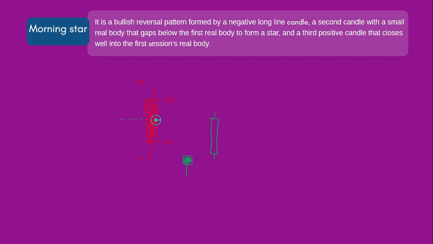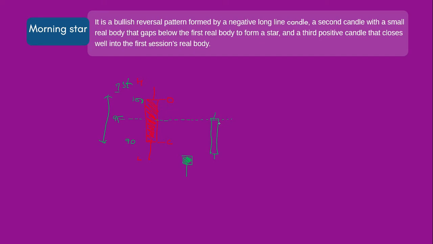So let us say this is the body of the first candle. Now at least it should close above the half of the first candle. Let us say open was at 100 rupees, close was at 90 rupees, so half is at 95. So the third candle should go well above 95. Only then we say that the Morningstar pattern is complete.